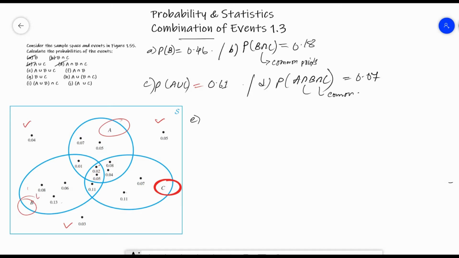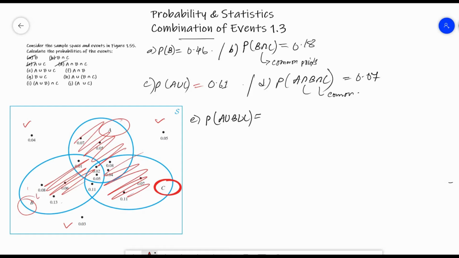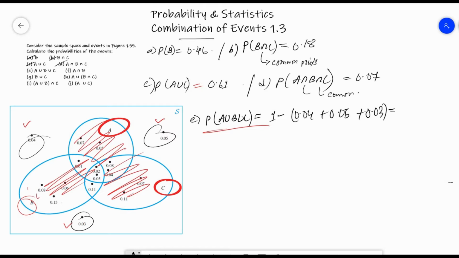Now in number E, we're asked to find out the probability of A union B union C. Now for this one, if you remember the concept of union, we have to take all the elements in the three events A, B and C. So if we add them up together, we get the result of this one. We can also find out the result if we subtract the 3 points that are outside the events A, B and C. So we can also do like this: 1 minus (0.04 plus 0.05 plus 0.03) to get the result, or we can add up these 3 elements. So we'll end up with the same result, which is 0.88.